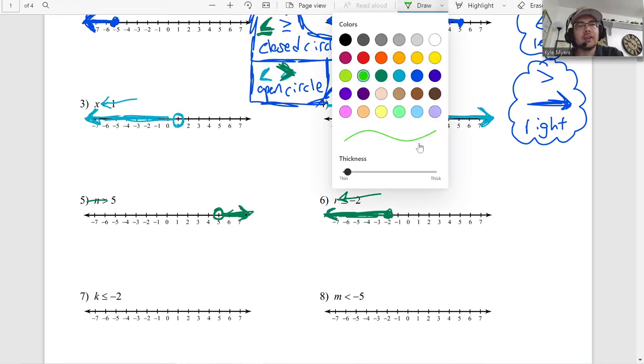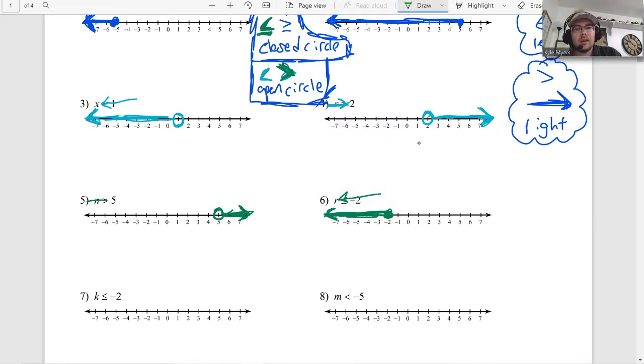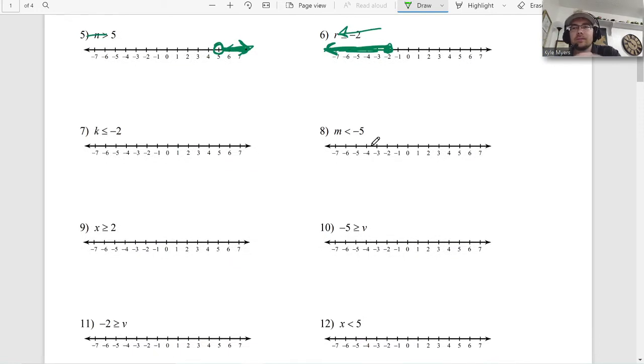All right, switching colors again. And let's move down. Okay, so -2, and it's a closed circle, right? Because it's the or equal to thing. -2, closed circle, and then it's going left. All right. And here, -5, okay. And it's an open circle because we don't have the or equal to. And it's going left. So we go left.